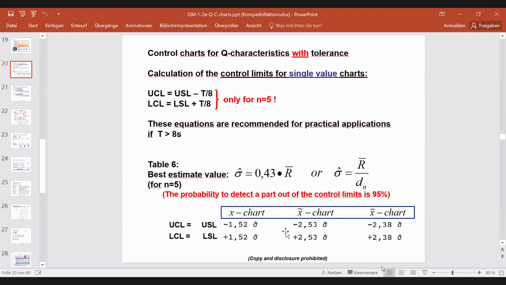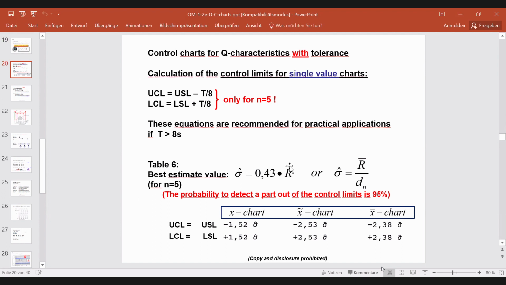If you have a median chart, you take this equation, and if you have the arithmetic mean in the quality control chart, you take this equation here, these factors. In these equations, you see this estimated value of the standard deviation of the population, and this can be calculated with this simple equation here. It's 0.43 times the mean of the ranges.